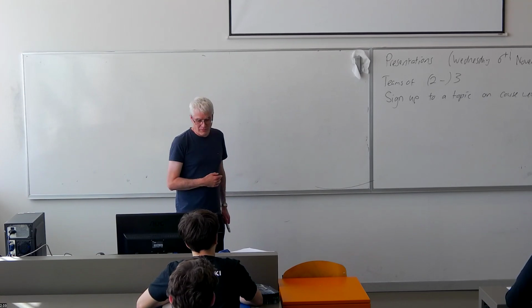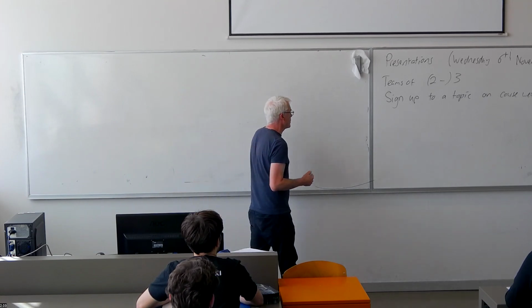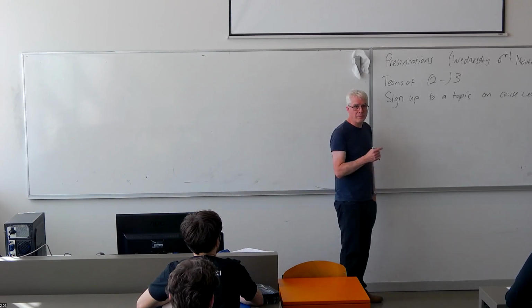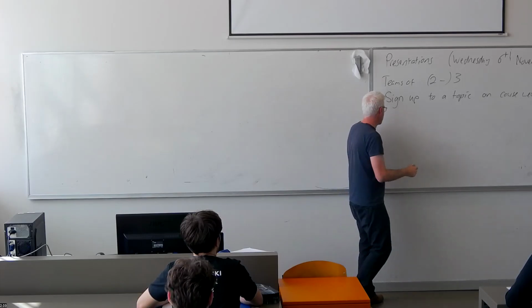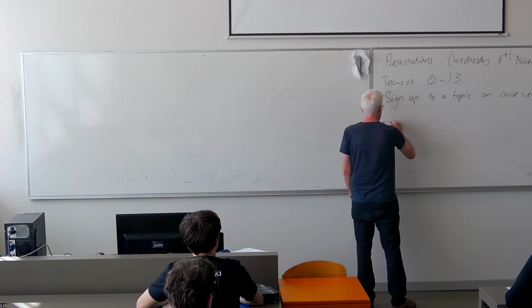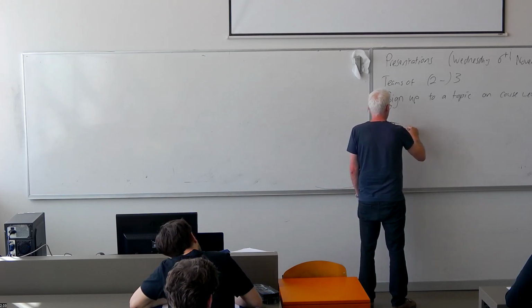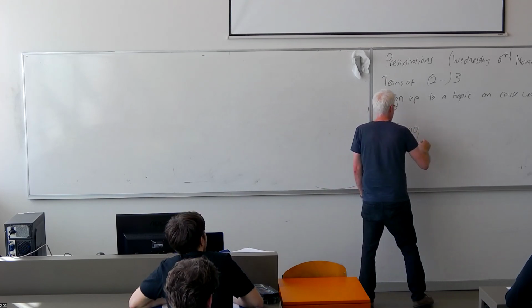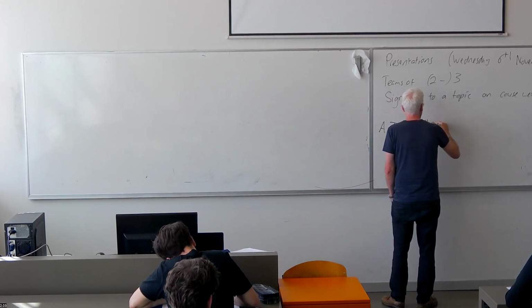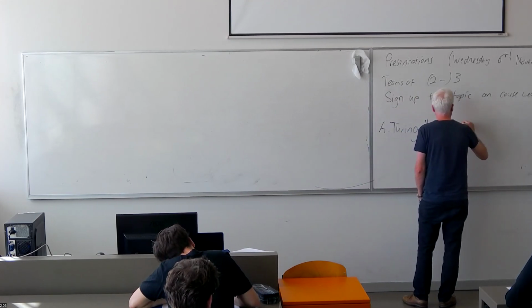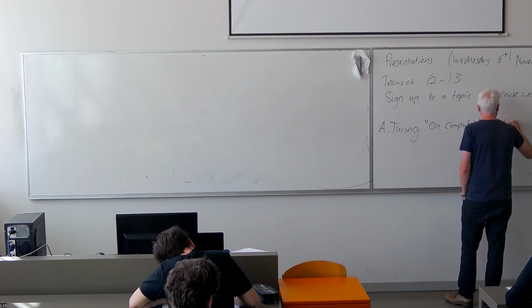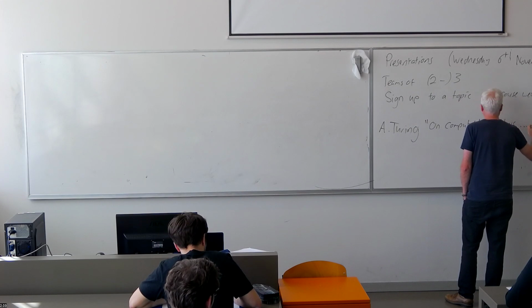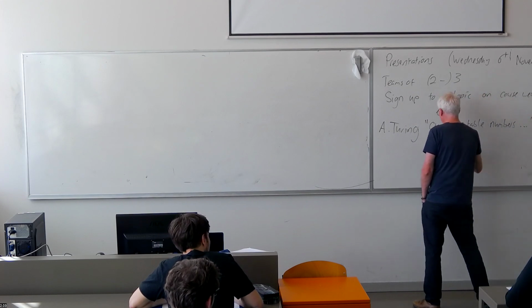And while on the topic of Turing machines, I should mention that on the course web page, I've put a link to Alan Turing's 1936 paper in which he introduced the Turing machine. So it's A. Turing, it's in the Proceedings of the Royal Society. It's called On Computable Numbers. It's got a very long title, so I'll just write that, On Computable Numbers, and so on. So that's 1936.